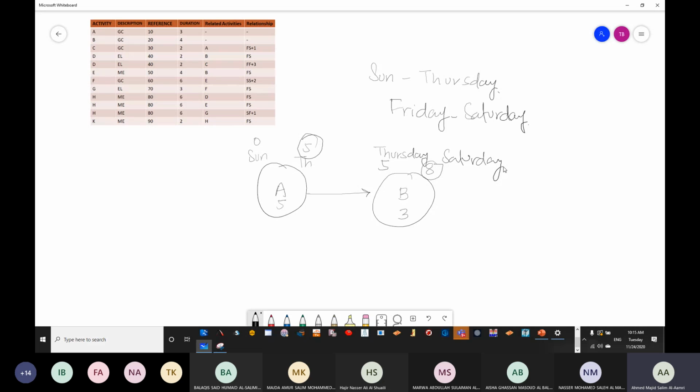If we are starting Sunday and finishing on Thursday, the next task directly will start on the same day. If 5 is Thursday, then the other 5 is Thursday. Right? Let's say this is Sunday. So 6th is going to be Friday, 7th is going to be Saturday, and 8th is going to be Sunday. Do you agree?